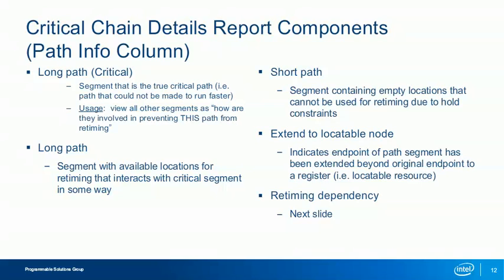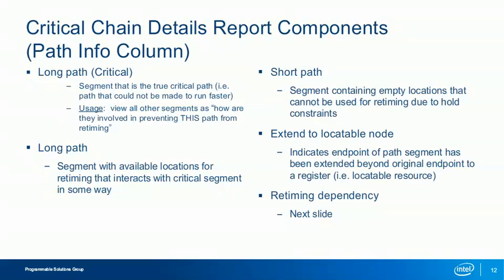It is not the critical segment or portion of the segment, but it is interacting with the critical portion or segment in some way. A short path indicates a path segment that has empty hyperregister locations in it, but those locations cannot be used due to their proximity to registers already placed and the hold time violations that would occur if they were enabled. As a result, this short path is preventing retiming on a longer, more critical path.